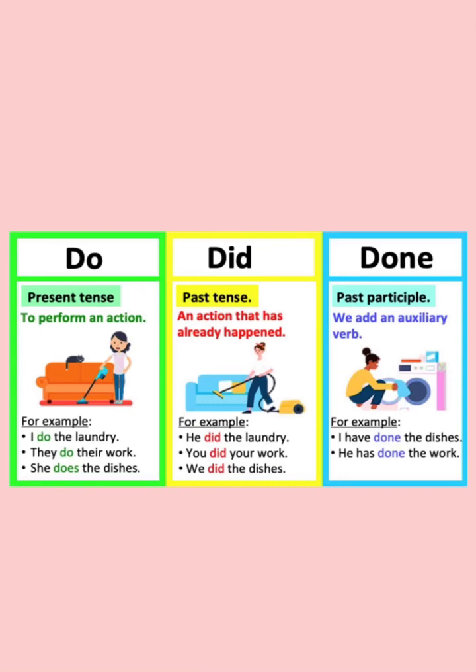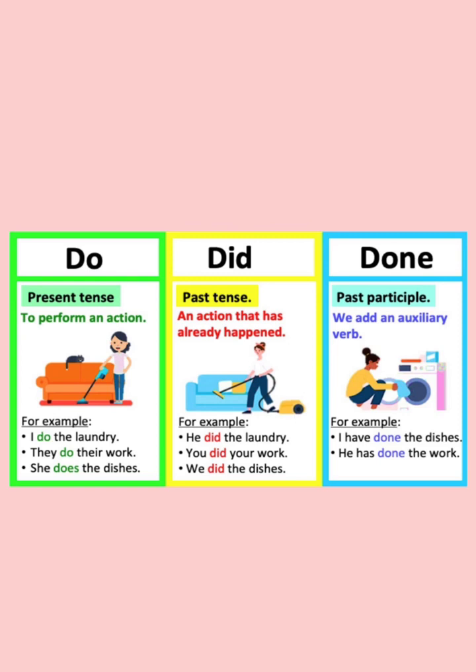Next is do, did, and done. Do is the present tense. We use it to perform an action. For example, I do the laundry, they do their work, she does the dishes. Did is a past tense, an action that has already happened. For example, he did the laundry, you did your work, we did the dishes.